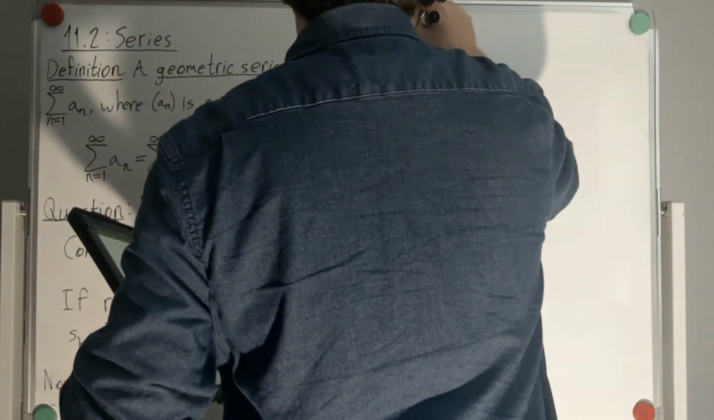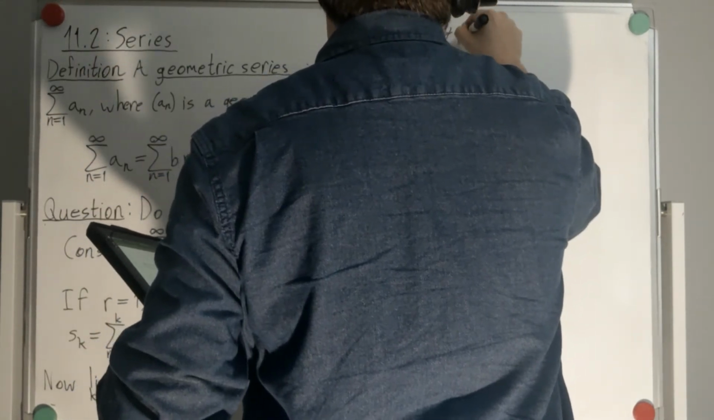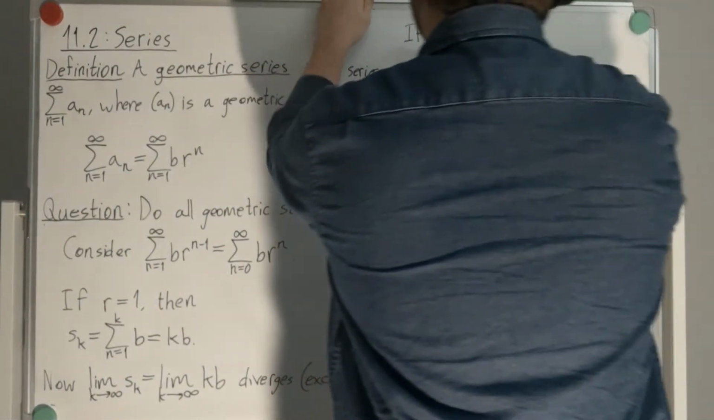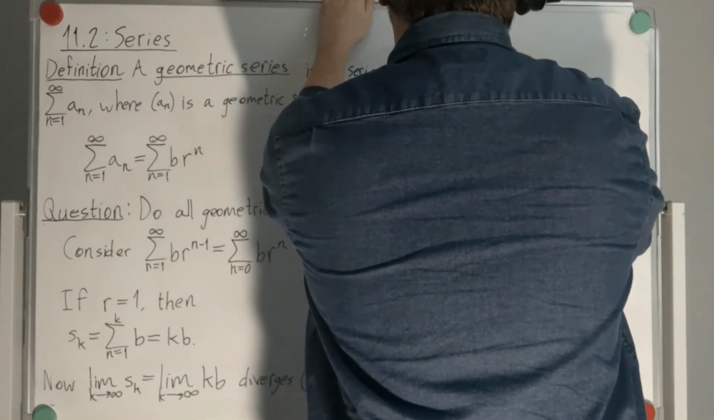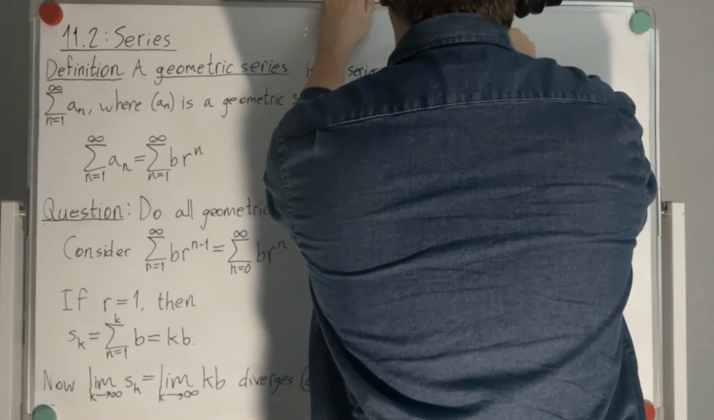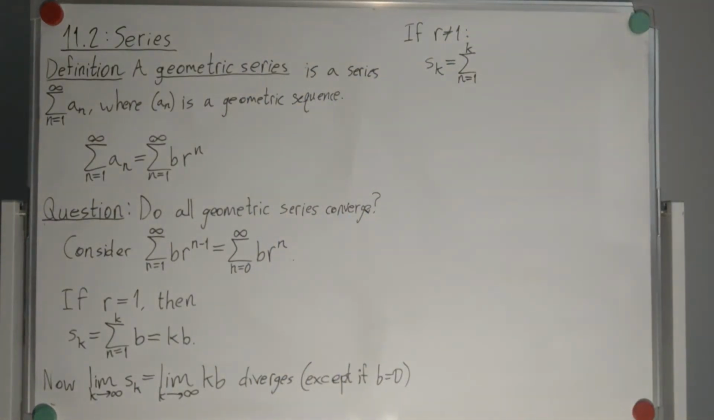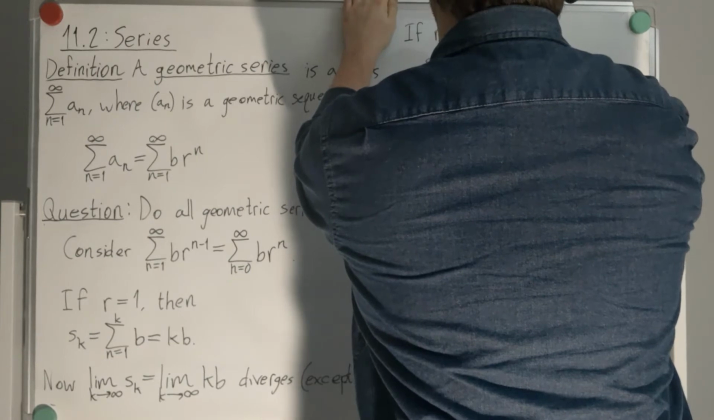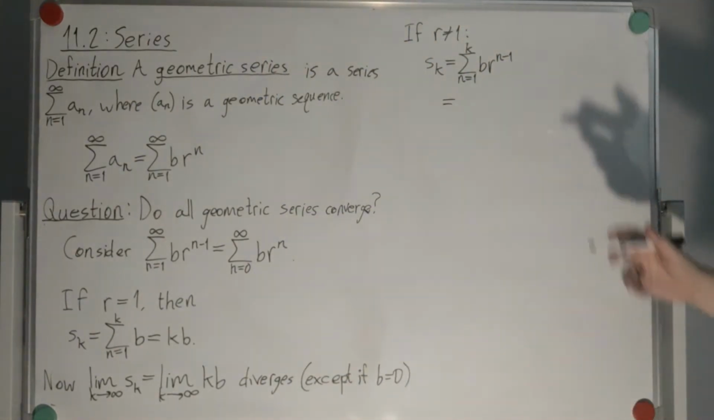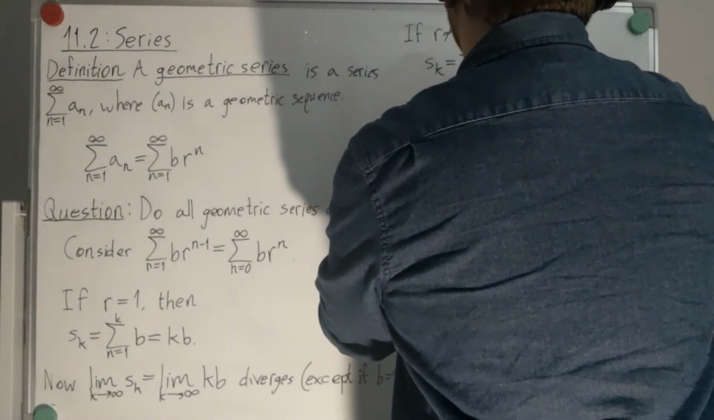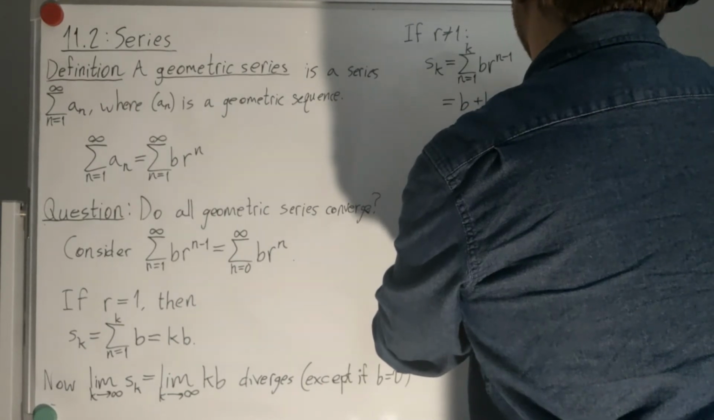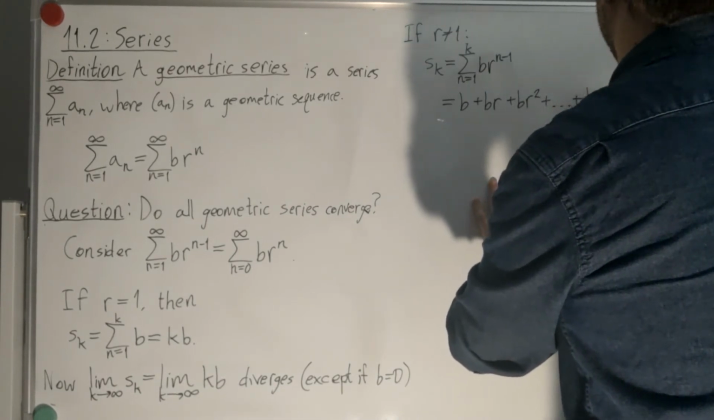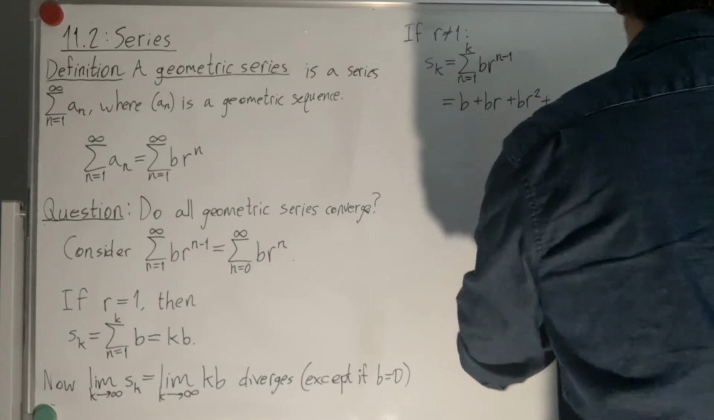Now, let's see. What if r is not 1? Well, first of all, if r is not 1, then the kth partial sum is, by definition, the sum from n equals 1 to k of b r to the n minus 1, which in our case is going to be b times r to the 0, so that's b, plus b times r to the 1, so that's br, plus b times r to the 2, so that's br squared, dot, dot, dot, all the way up to br to the k minus 1 power.